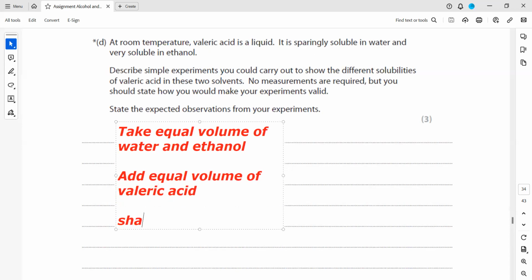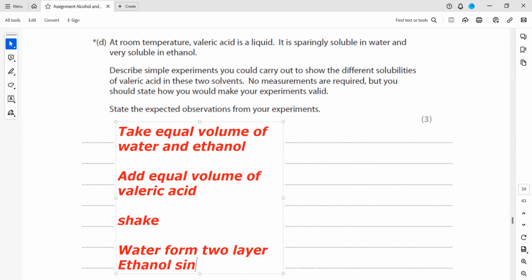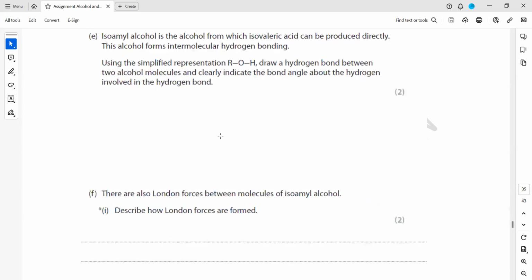And we will shake. With water, because it is sparingly soluble, it will form two layers. That is what we'll observe. But with ethanol, it will form a single layer. That's how we can identify. This is a simple test to show that it is soluble.